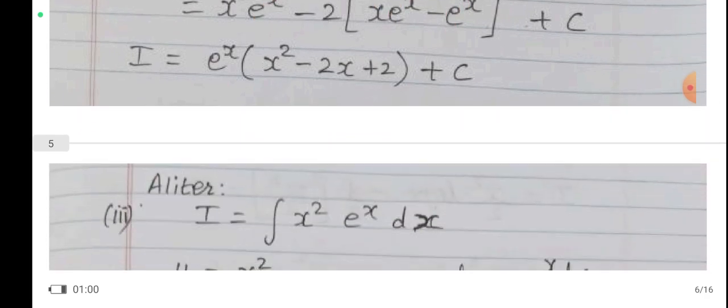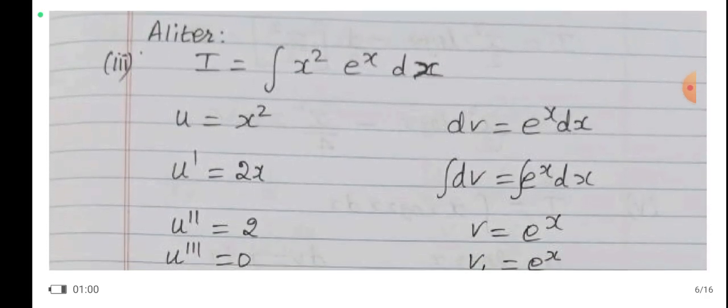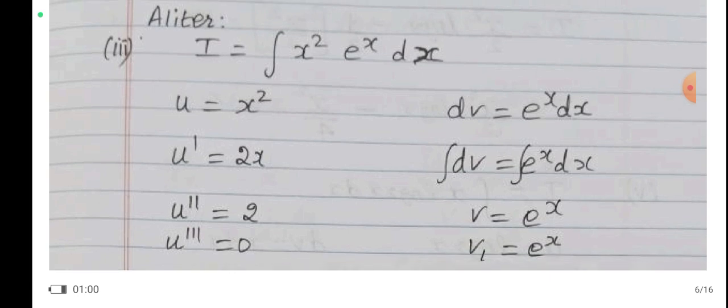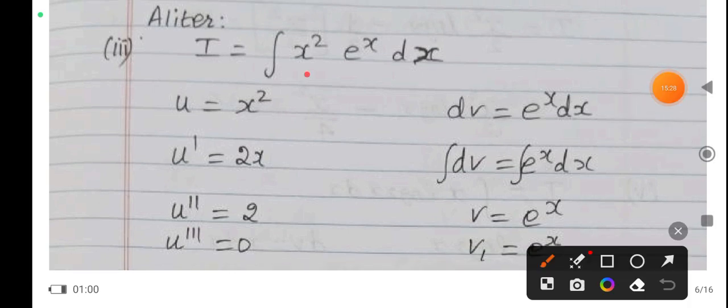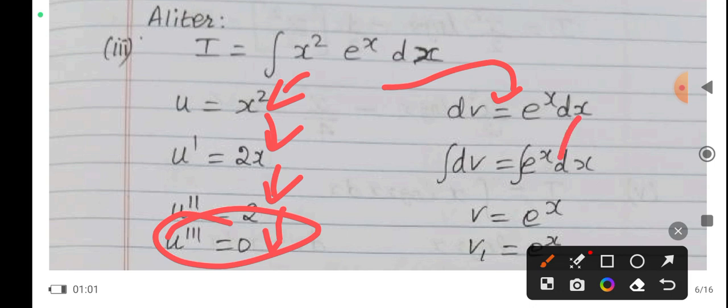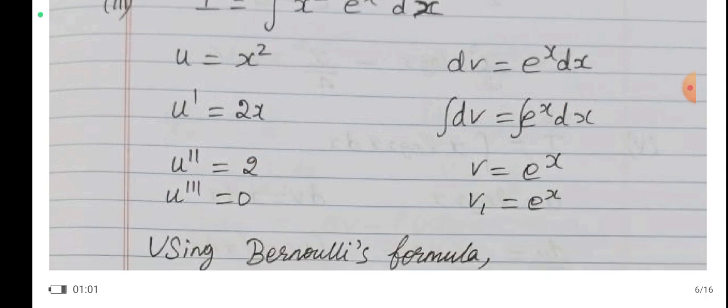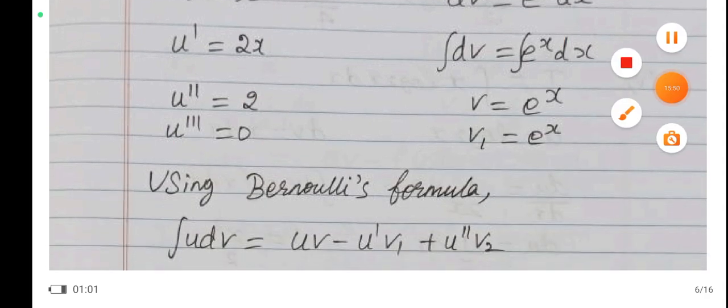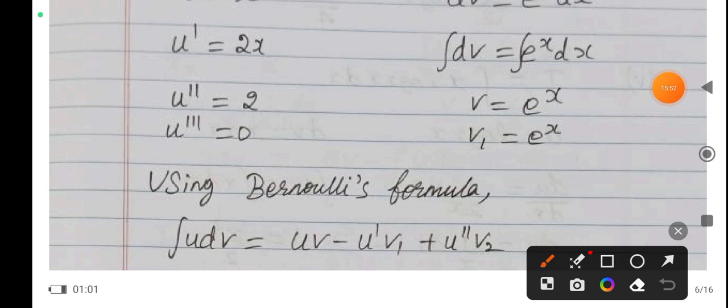Clear? Check. Sir, I will use Bernoulli's formula. Okay, Vasana. Yes, we can use the alternative method. I just want to show here. u is x square, dv is e power x dx. So x square differentiation is 2x. Again 2x differentiation is 2. u triple dash, the differentiation of 2, is 0. So triple dash is not necessary. Then integral dv: the easiest one is that the integration of e power x is e power x. Even e power x differentiation is e power x only. The same way, again e power x.